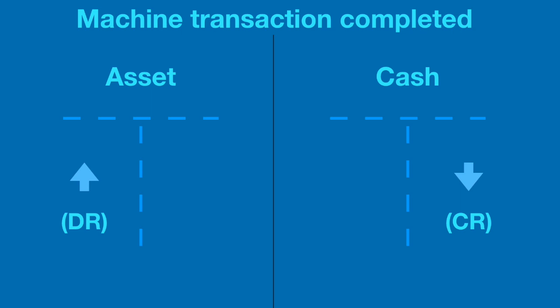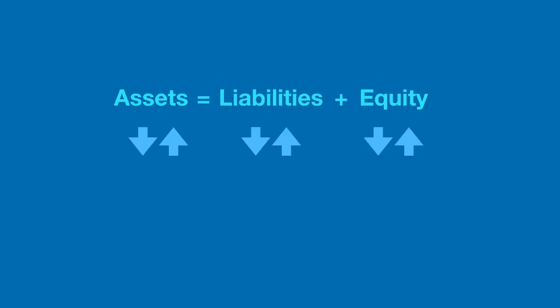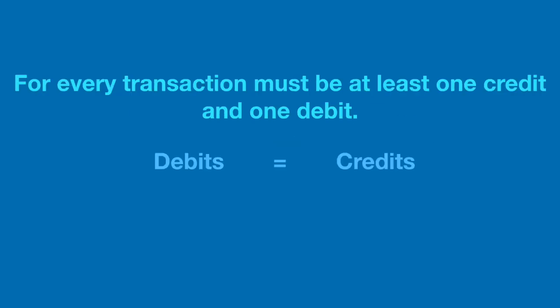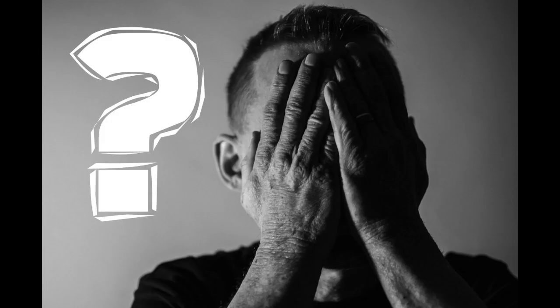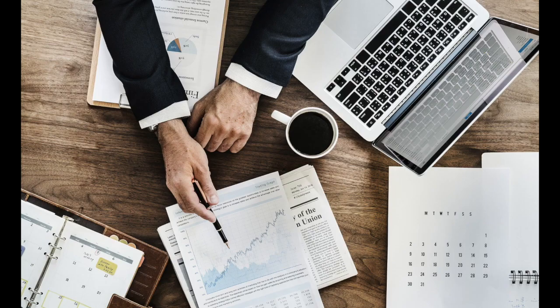Remember, when I was talking about the balance sheet, we have a formula: assets equal liabilities plus equity. Each of these can go up or down. So for every transaction, there must be a credit and a debit. Debits should always equal credits, and if they don't match, the numbers will not balance. So a mistake will pop up, and we can easily fix it.